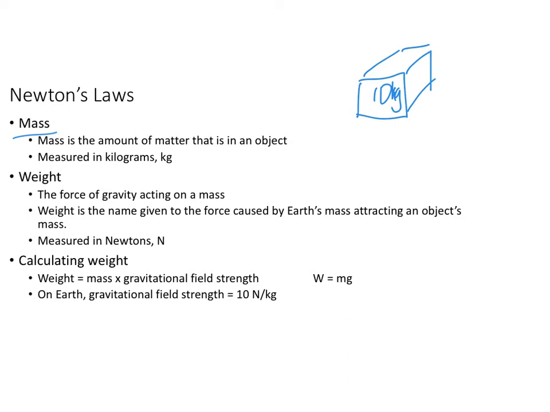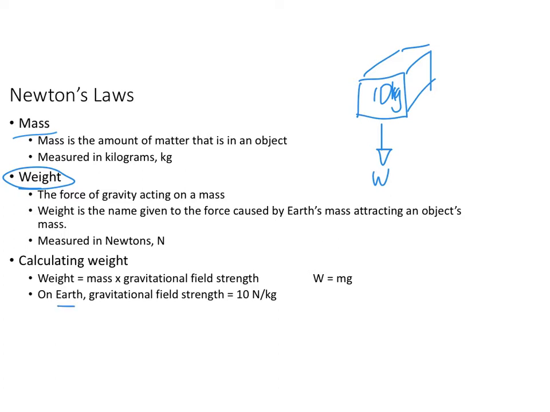What will change though is the weight. The weight is the force of gravity acting on a mass. So gravity is effectively something of mass pulling other things of mass towards it. So on Earth or on any other planet, we're going to have a weight acting downwards. It's a force, so it has a direction. So it is a vector quantity. Mass is a scalar quantity. It has no direction.